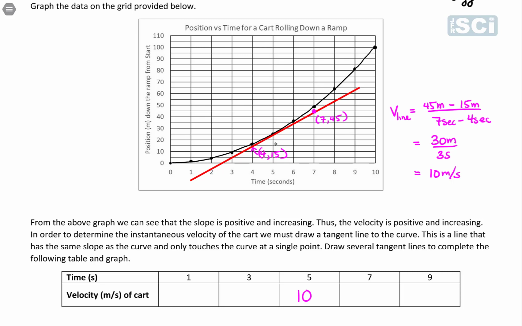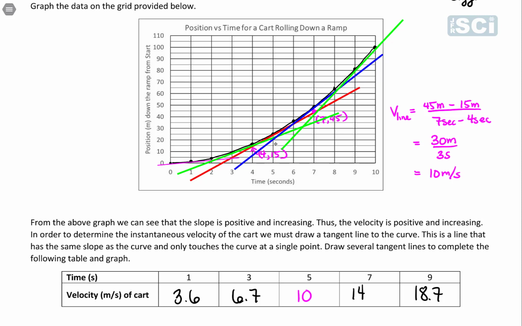Now I'm going to encourage you to pause the video, draw some tangent lines on your graph, and determine the slope of the curve at 1 second, 3 seconds, 7 seconds, and 9 seconds. Once you've done that, come on back to the video and we'll continue on from there.